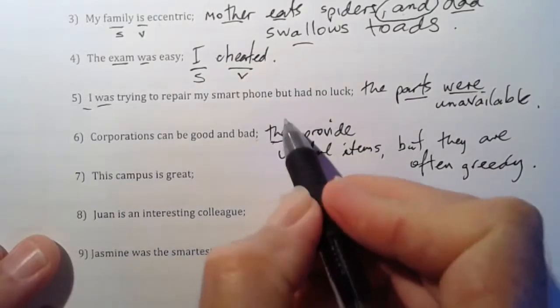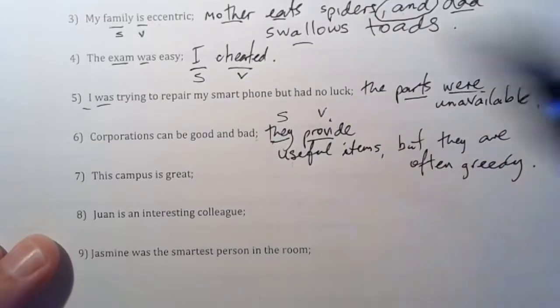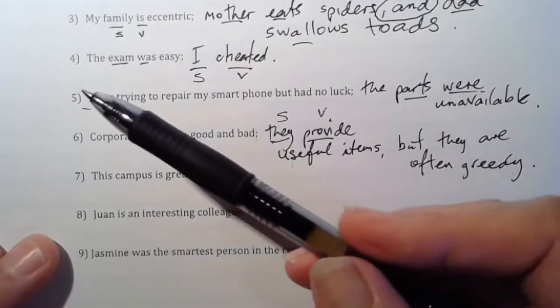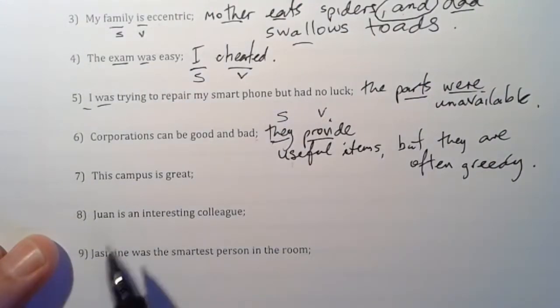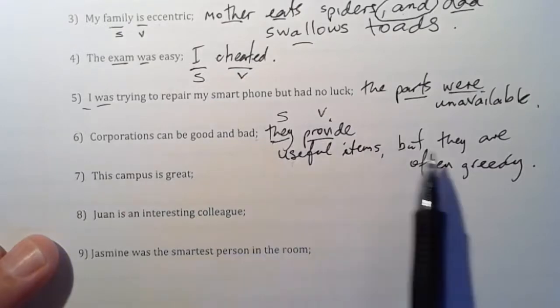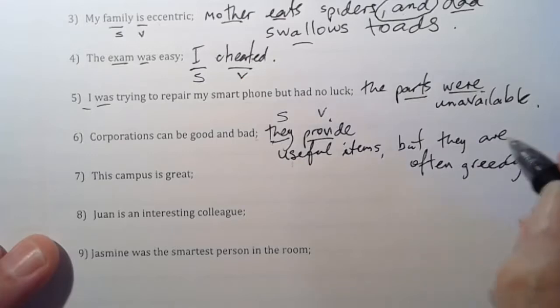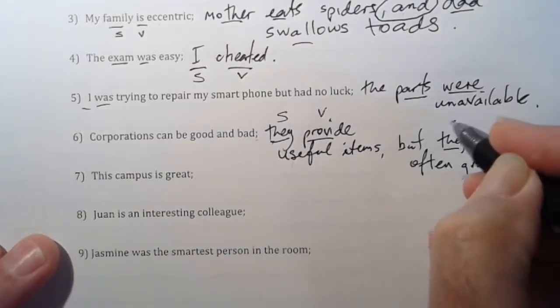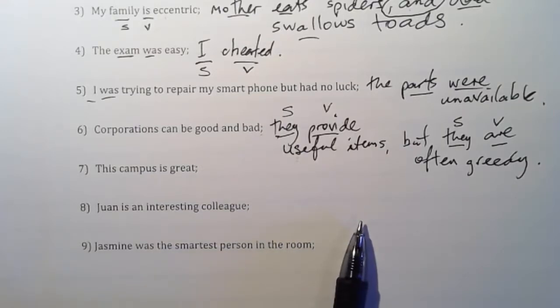They provide subject, verb. They provide useful items such as this pen, such as this document camera right here, such as this laptop that I'm working on, such as this paper and the printer. They provide us with a lot of great stuff. But it's a well-known fact that profits are the bottom line, and sometimes they're not very caring about the environment and that kind of thing. Subject, verb. Why is one interesting? He's 7 foot tall and used to play for the NBA. That would make him interesting.